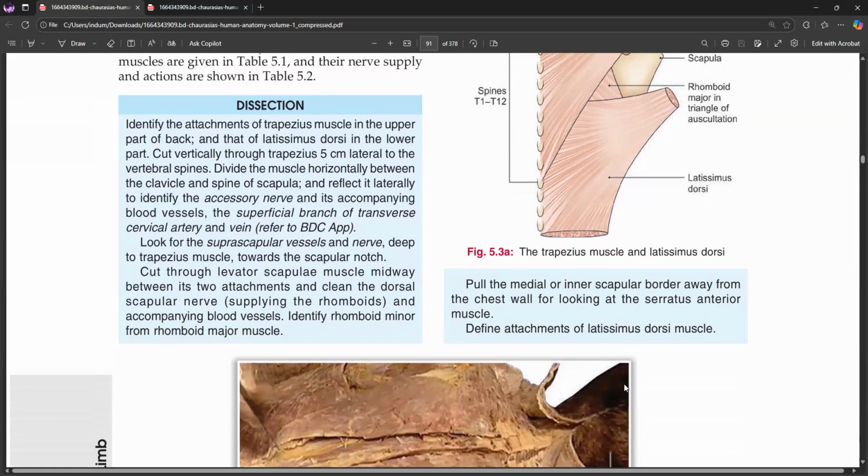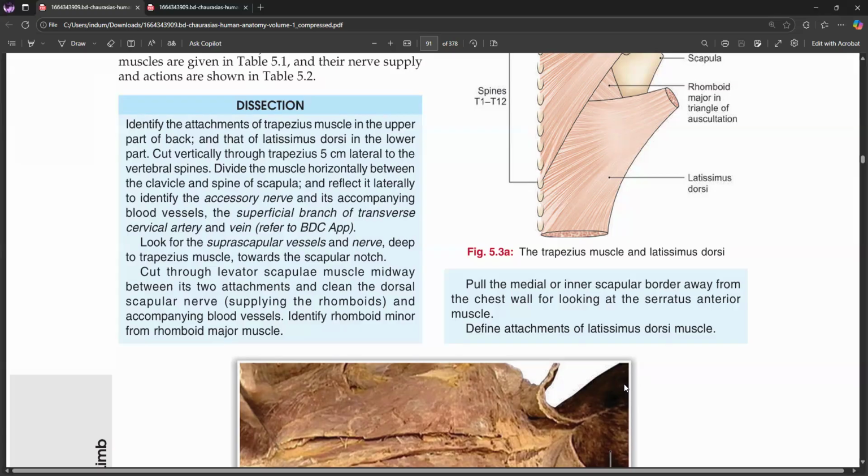Dissection. Identify the attachments of trapezius muscle in the upper part of the back and that of latissimus dorsi in the lower back. Cut vertically through trapezius 5 cm lateral to the vertebral spines. Divide the muscle horizontally between the clavicle and spine of scapula and reflect it laterally to identify the accessory nerve and its accompanying blood vessels, the superficial branch of transverse cervical artery and vein. Look for the suprascapular vessels and nerve deep to trapezius muscle towards the scapular notch.